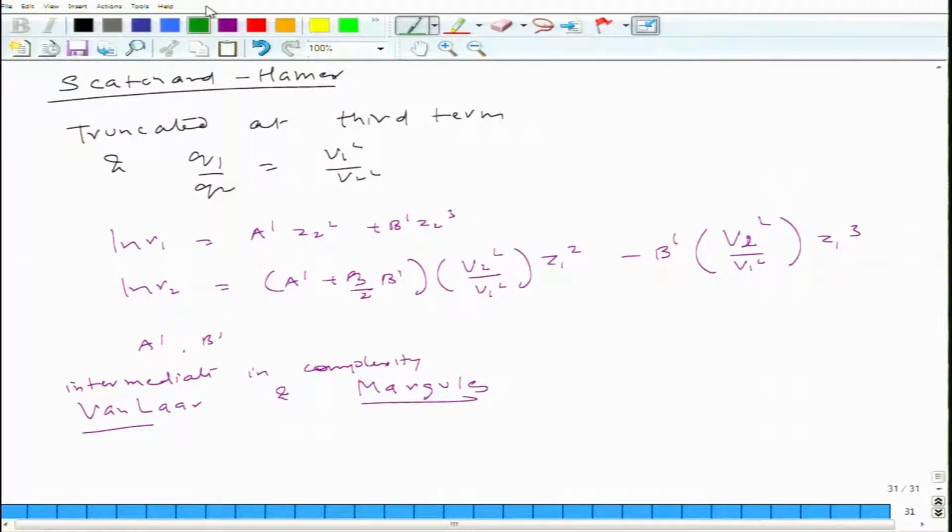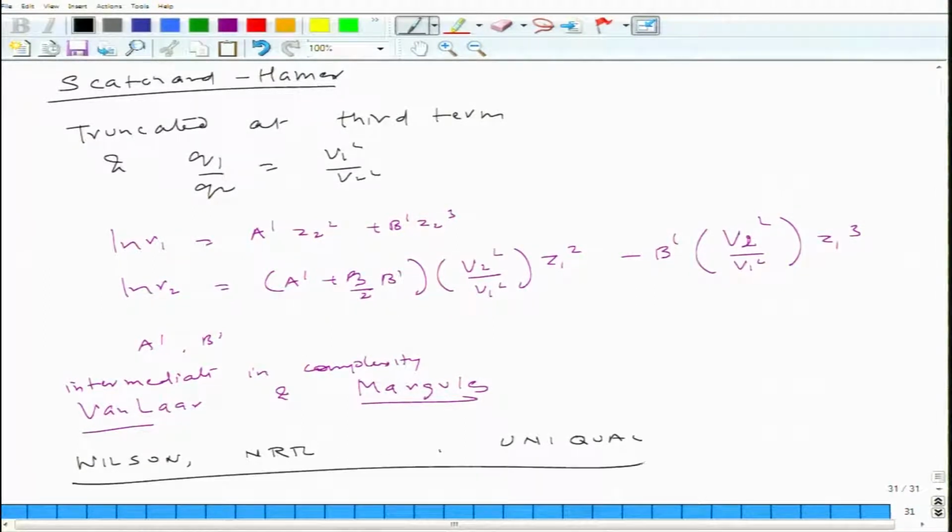In addition to this, we can also discuss various other expressions which have some sound basis: Wilson, NRTL, which is the non-random two liquid local composition model, and UNIQUAC, which is the universal quasi-chemical theory. I won't go into details, but one can get an expression of the activity coefficient with respect to different variables. At this point I will stop here and I will work on some examples in the next lecture. See you in the next lecture.